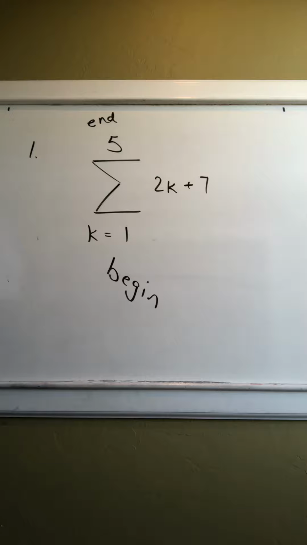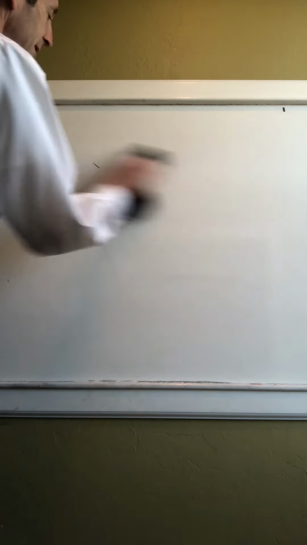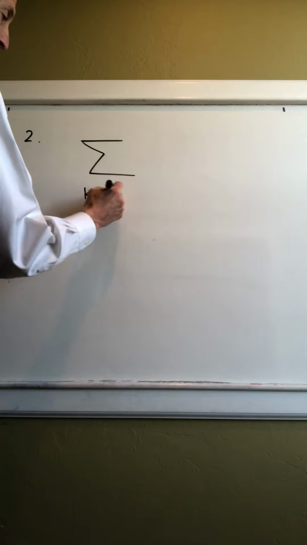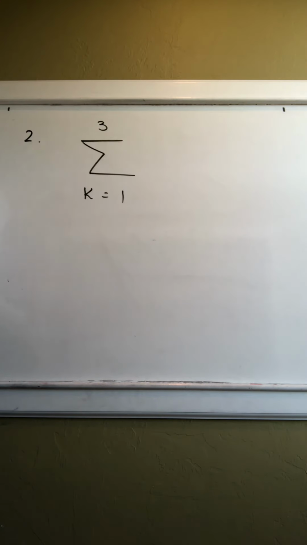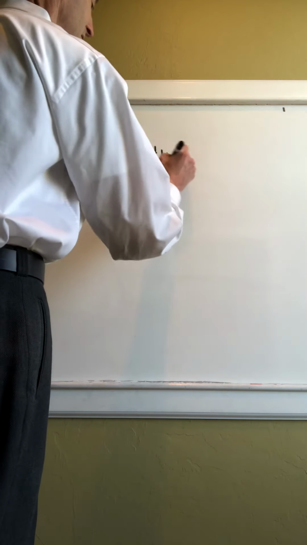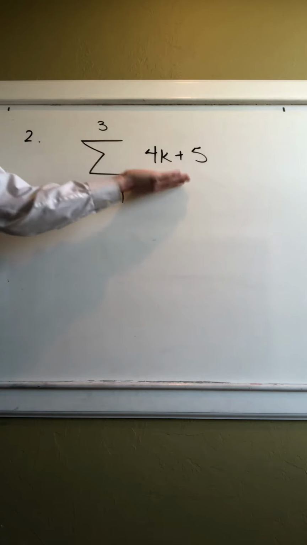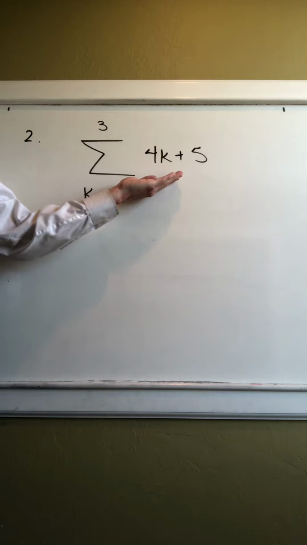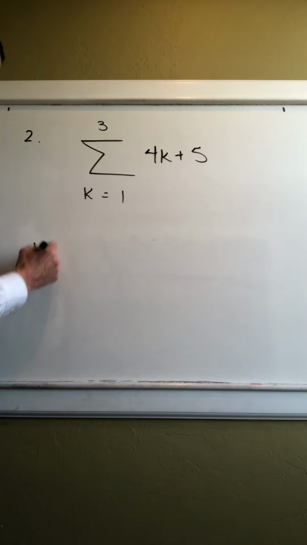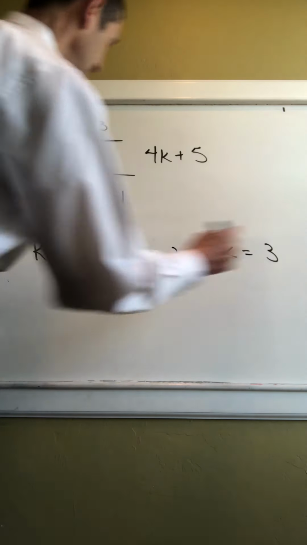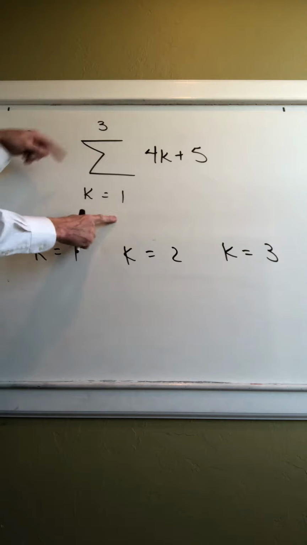So let's actually do about 3 of these. See what it looks like, and it's not going to be hard. You're going to like it. All right, let's put one up on the board here. Let's do a summation. Let's go k equals 1 to 3. How about 4k plus 5? So here's where you start, here's where you end, and this is the math that you're doing in between, the 4k plus 5. You start with k equals 1, then k equals 2, and then k equals 3. 1, 2, 3. Start with 1, end with 3.